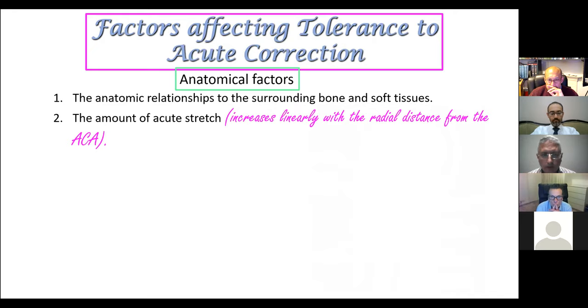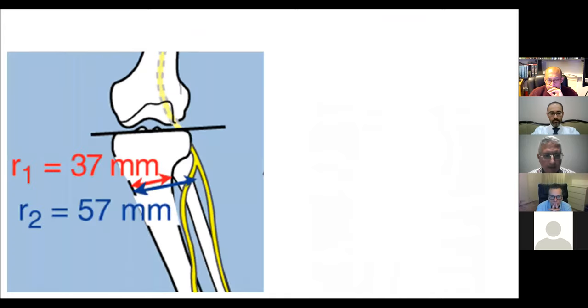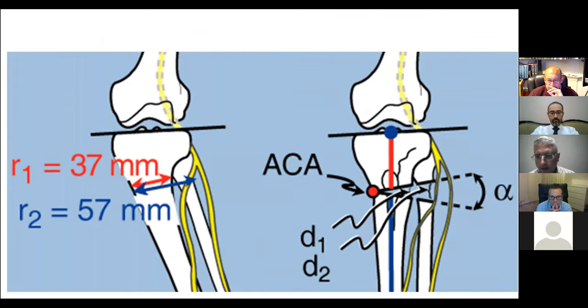Also, the amount of acute stretch increases linearly with the radial distance from the axis. As in this example, we have this valgus deformity. And of course, here, the common peroneal nerve is more lateral than the bone itself. So the angle and the base of this angle is much less than at the level of the common peroneal nerve.